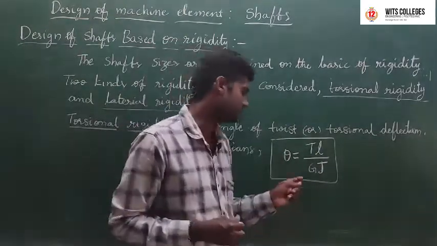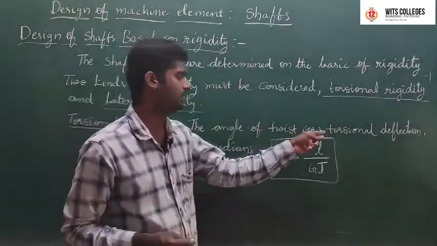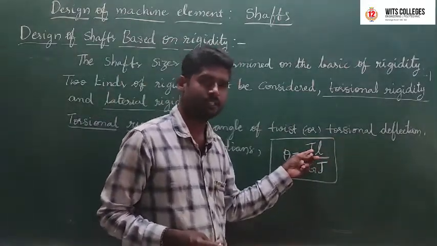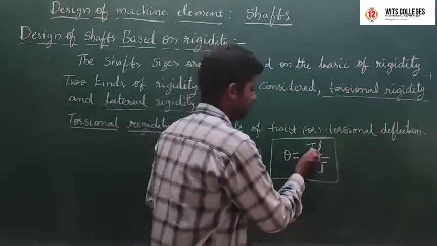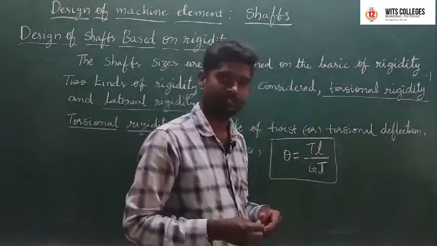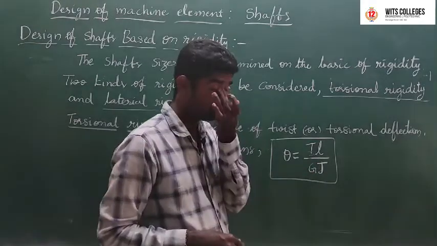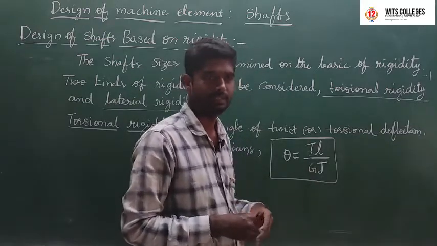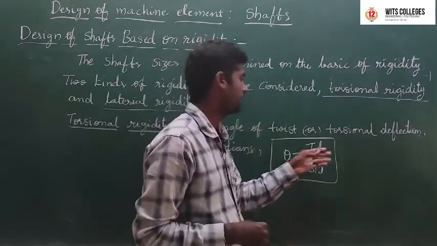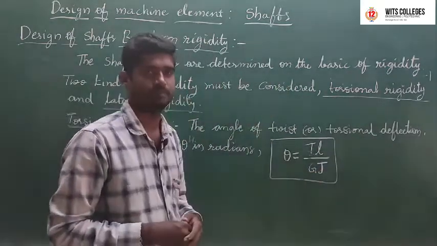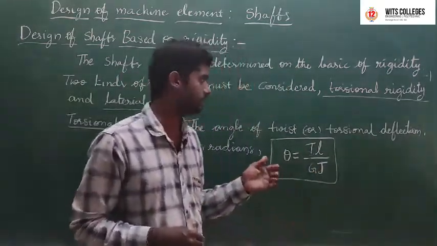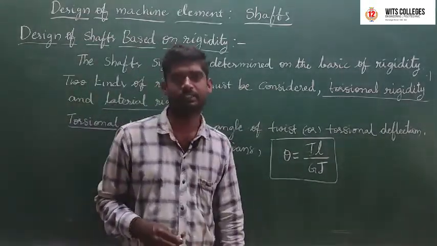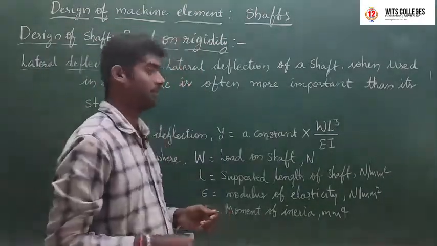In this equation, theta is the torsional deflection, T is the torque, L is the length of the shaft, G is the modulus of rigidity, and J is the polar moment of inertia. This is the torsional deflection equation. Next, we are going to discuss lateral rigidity.